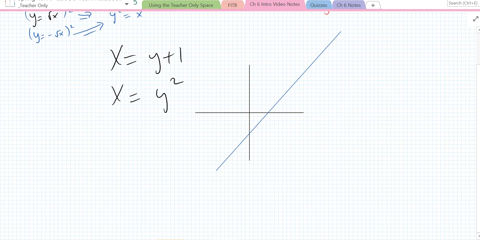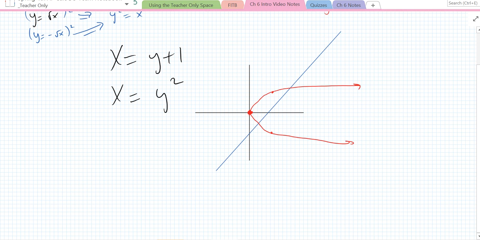Then we're going to graph x equal to y squared. Well, that's 0 here. And then at 1, which is 1, 1, and negative 1, 1. About there. And so when we sketch it, we now have 2 curves instead of 3.